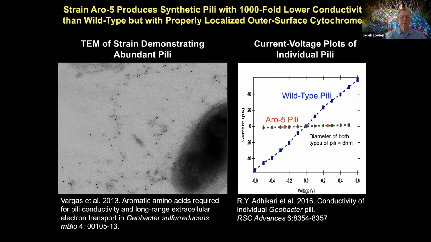And we can see the importance of the aromatic amino acids simply. I mentioned this strain before that made the poorly conductive pili. If you think aromatics are important, what we did was we swapped in alanines for aromatic amino acids. We got a strain of Geobacter that still made the filaments and it still expressed its outer surface cytochromes. For example, these black dots are immunogold labeling for OmcS, an important c-type cytochrome. So it's still making wires, it's still making cytochromes, but the wires that we harvest are poorly conductive, as shown here. So that tells you aromatics are important.